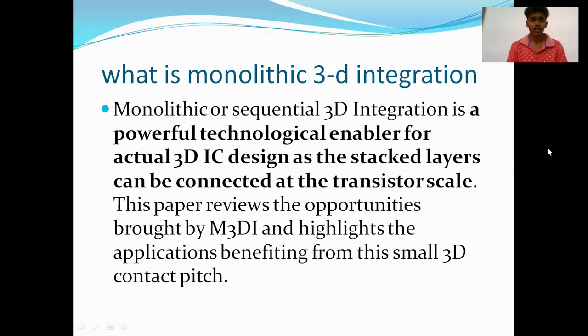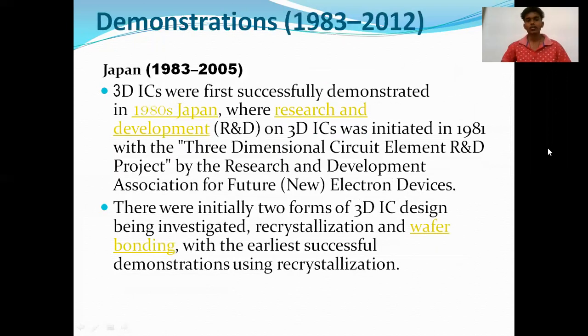gain sequential integration. It is a powerful technology that enables actual 3D IC design, as the stacked layers can be connected at the transistor scale. This paper reviews the opportunity brought by M3DI and highlights the applications benefiting from these small 3D contact pitches. Now coming to the demonstration in Japan.